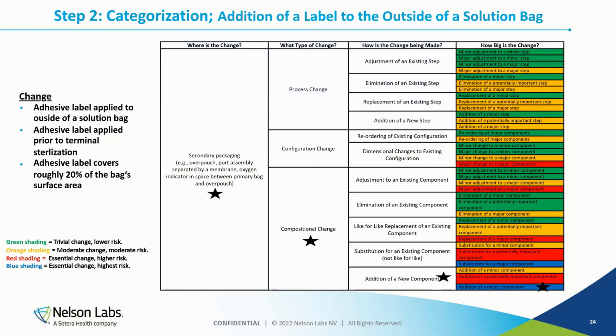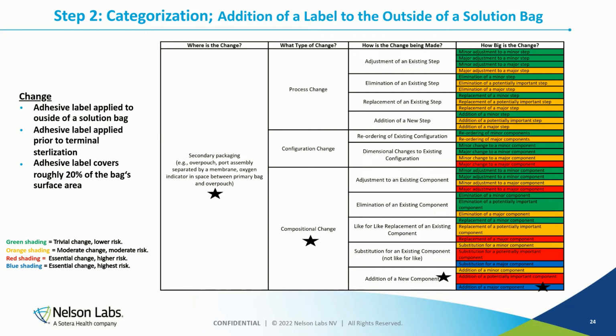Okay, so here's example number 1. We're adding a label to the outside of the solution bag. We're adding a label to the outside of the primary packaging. So we're doing something to secondary packaging. We're adding a label. So again, the change is an adhesive label is being added to the outside of the bag. To make things more interesting, this adhesive label is applied to the bag prior to terminal sterilization.